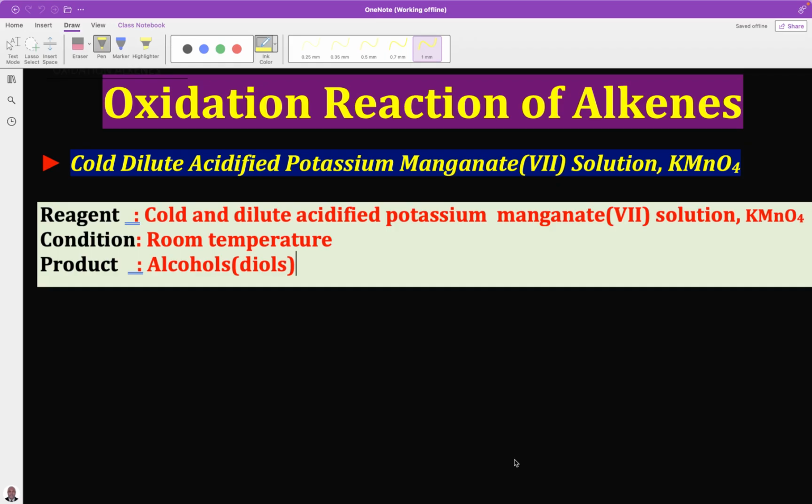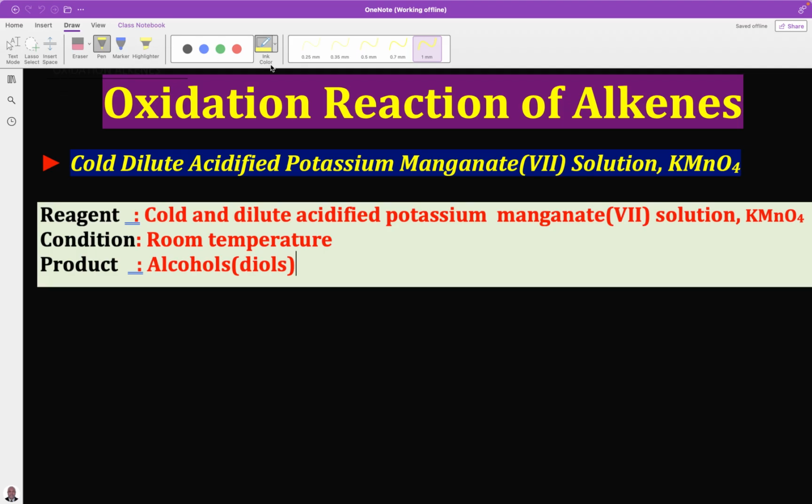Welcome back once more. As I said, we will be starting with the oxidation of alkenes using cold dilute acidified potassium manganate 7 solution. With cold dilute acidified manganate 7 solution, an example of the alkene that we are going to use, let me say, ethene. Our example will be ethene.